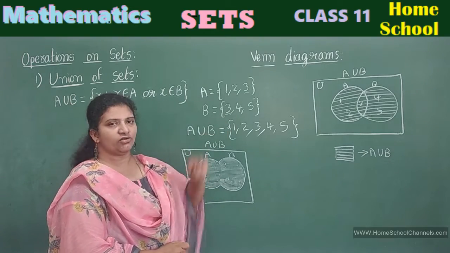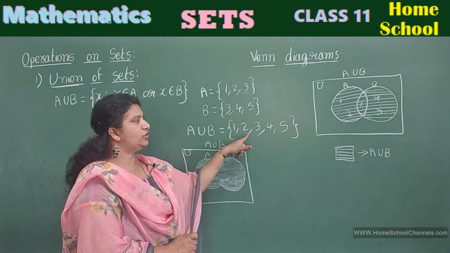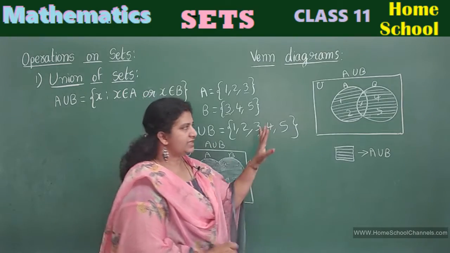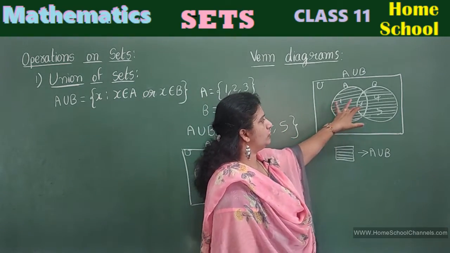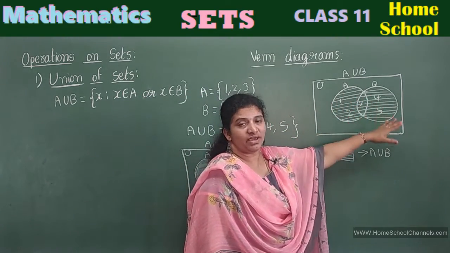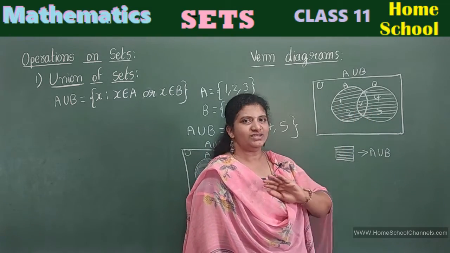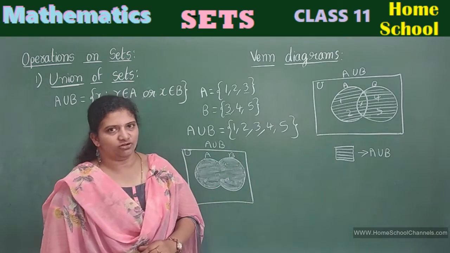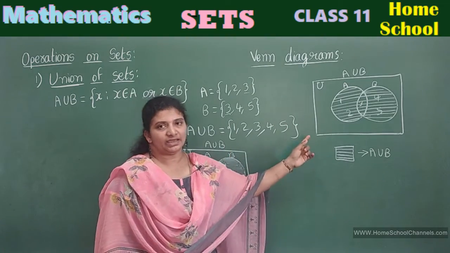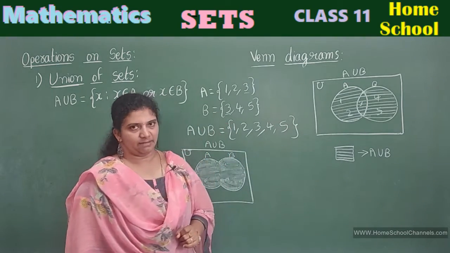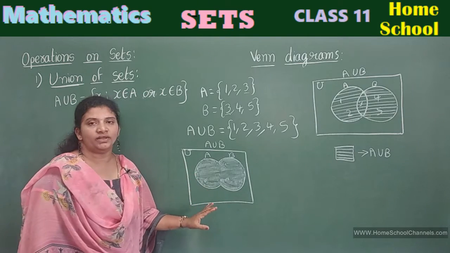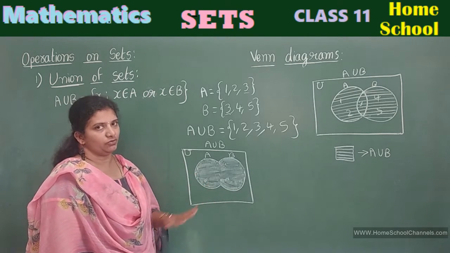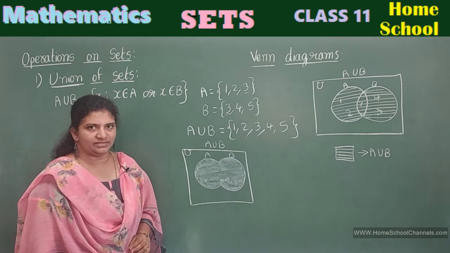And if you want, you can check your answer. What is the answer of A union B? 1, 2, 3, 4, 5. See the shading? 1, 2, 3, 4, 5. All the elements, these places are all shaded. You can compare your answer with the shading also. This Venn diagram is only for this example. And this is a common Venn diagram for A union B without any elements.